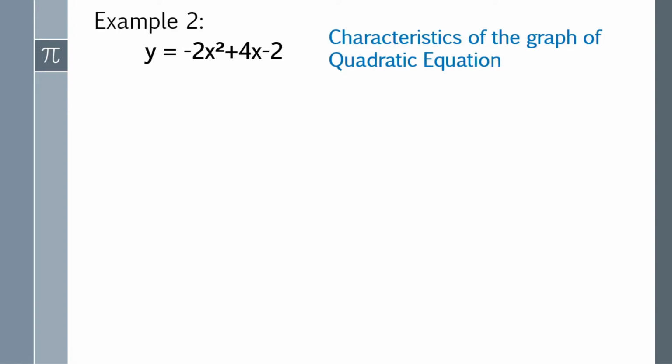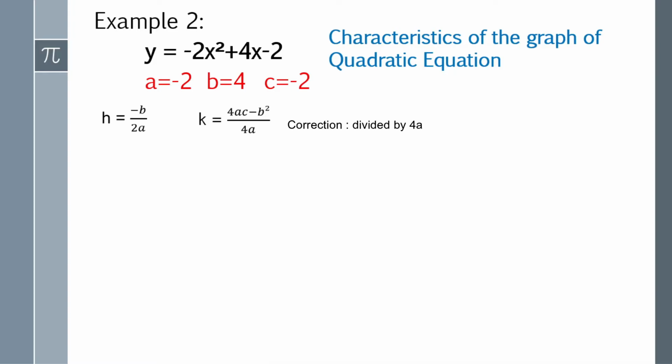Okay, example number 2. Y is equal to negative 2 x squared plus 4x minus 2. What are the characteristics of the quadratic equation? So, first to solve is the vertex. So, identify muna natin yung negative 2. Ay, yung a is equal to negative 2. B is equal to 4, C is equal to negative 2. So, the formula of H is negative B over 2A. Ang K naman is 4AC minus B squared over 4A.